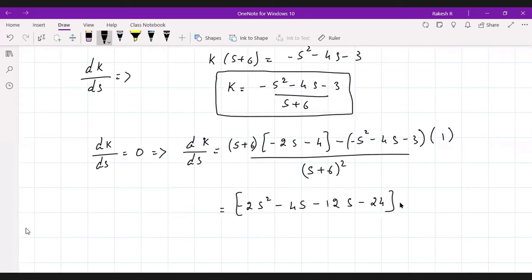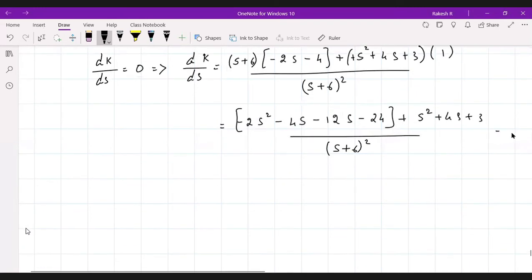Right? Then minus into minus becomes plus here, so I can directly write plus, no need for confusion, plus s square plus 4s plus 3 whole divided by s plus 6 whole square. Now this should be equated to 0 here. So here I'll get minus 2s square minus 12 plus 4. This becomes 12 plus 4, minus 16.